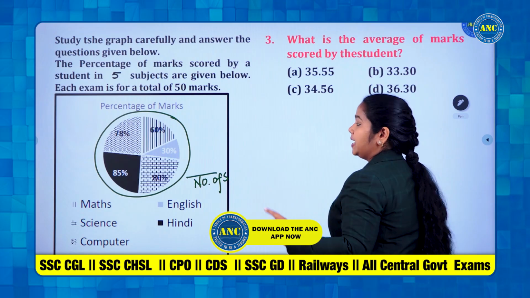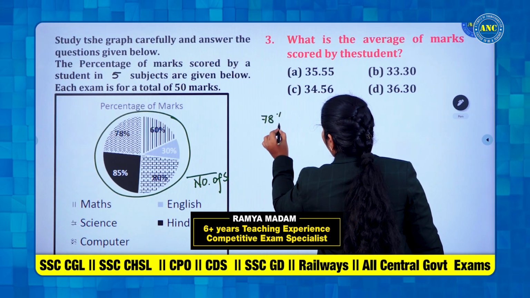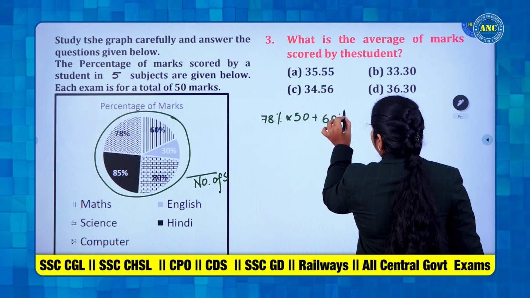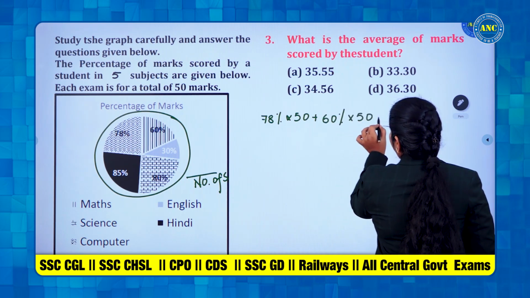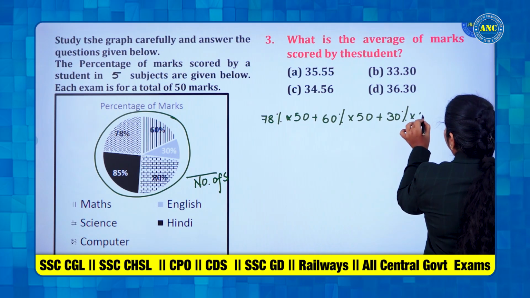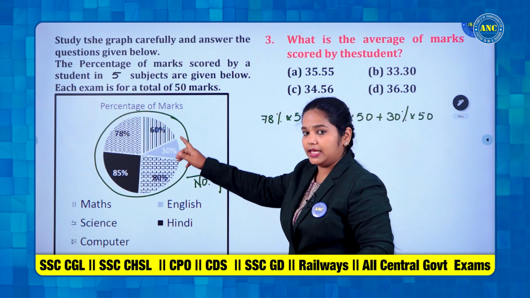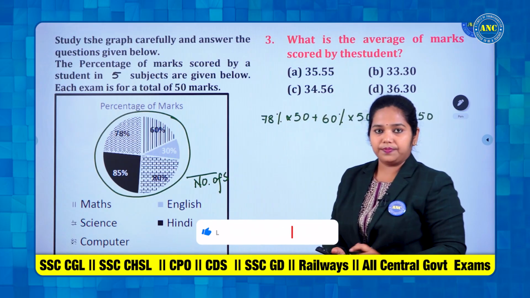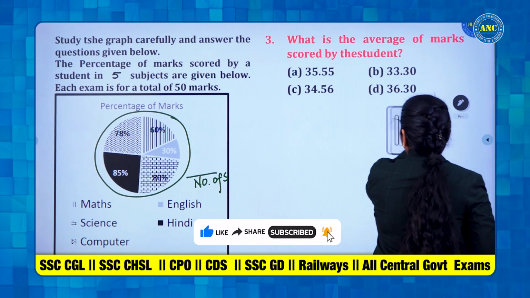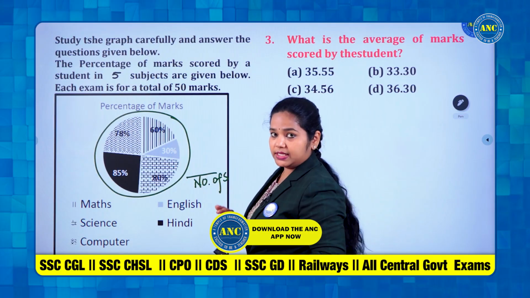So, generally how they do, you see, they'll take 78% of 50 plus 60% of 50 plus so on 30% of 50. Yes, that's how they start calculating all percentages. Then they'll come to a conclusion. But we don't require to use all these things. How can we do? Directly you will be observing this chart.